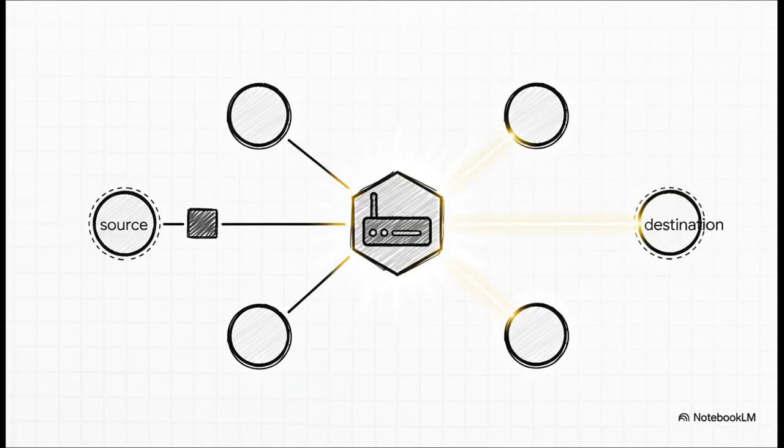Next up is layer 3, the network layer. This is all about routing. So while layer 4 is about getting the data from end to end, layer 3 figures out the best path it needs to take across all the different networks in between. This is where IP addresses live. Routers, those little boxes you have at home, they operate right here, looking at the destination IP address to decide where to send the data next. So if you're ever troubleshooting a routing issue, you're working at layer 3.